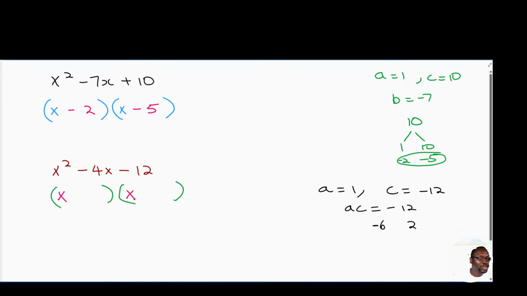And all we're going to do is replace the factors in the parentheses. It doesn't matter where you put the numbers. So I'm going to say x minus 6 and then x plus 2. So this is how you go about factoring quadratic expressions where the coefficient of the quadratic term is 1. Now we're going to go ahead and try an instance where the coefficient is not 1.